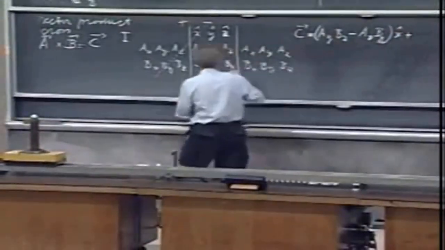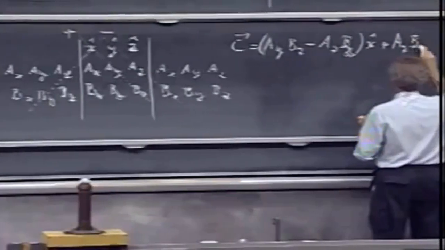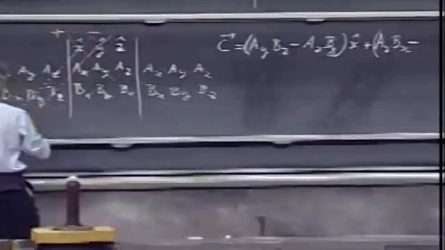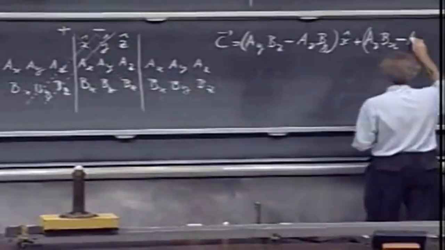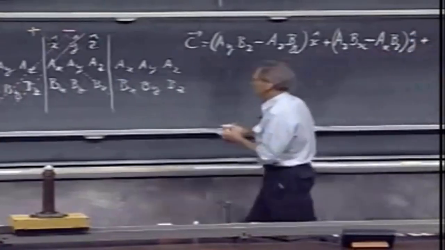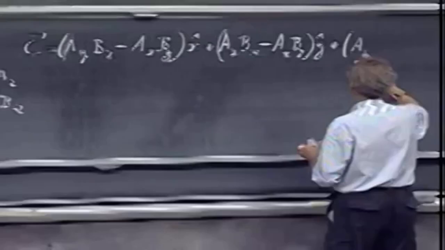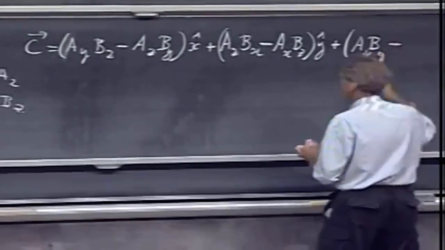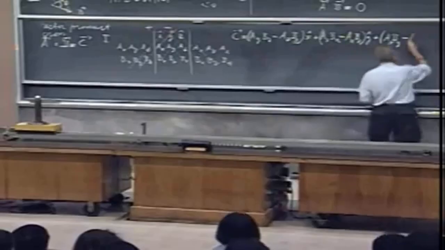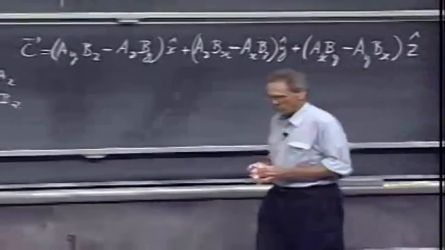The next one is this one, AZBX, minus this one, AXBZ, in the direction Y. And last but not least, AXBY minus AYBX, in the direction of the unit vector Z.